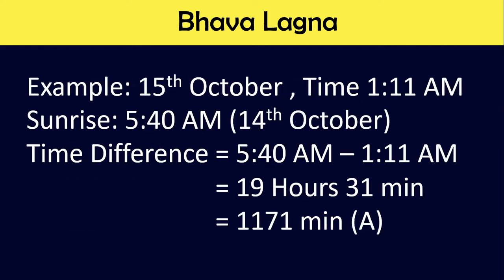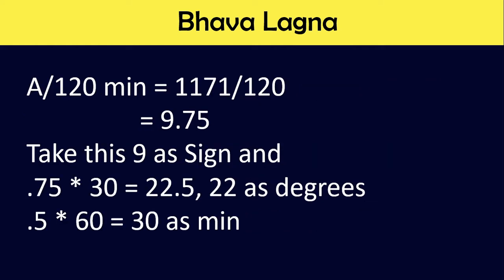Let's take an example. Date of birth 15 October, time 1:11 am. Sunrise 5:40 am on 14th October. Time difference is 1171 minutes. Let's say this is A. Now divide that A by 120 minutes. The result is 9.75. Take this 9 as sign, and from 0.75 we get 22 degrees and 30 minutes.